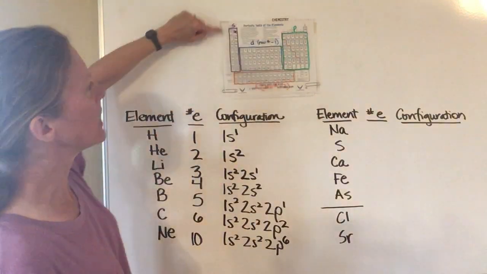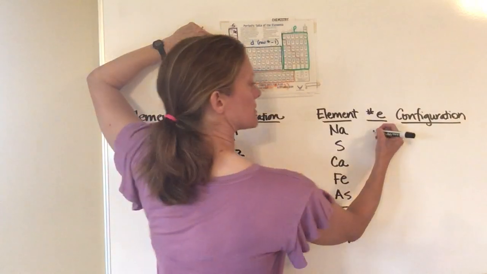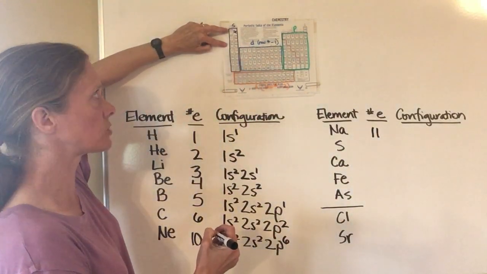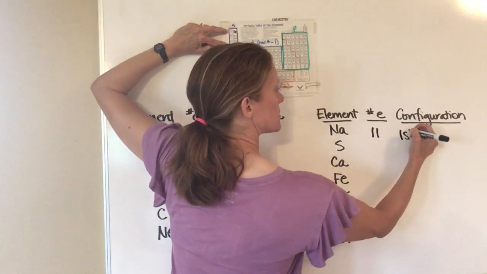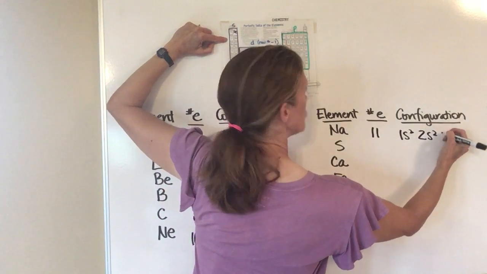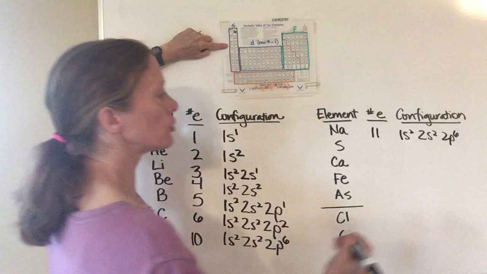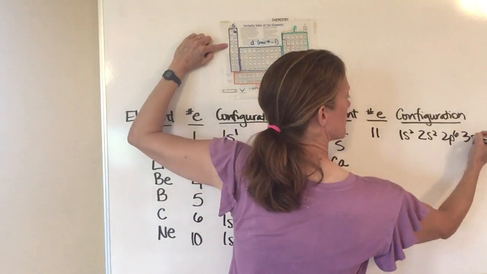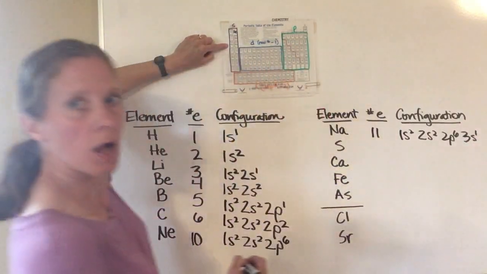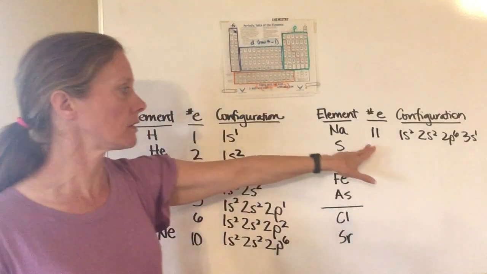Okay. Let's go down to the next row. Now I've got Na, which is sodium. Sodium has 11 electrons. And so if I walk my way through again, you always start at the top. 1s2, second row, 2s2, 2p6. I'm now in the third row. Sodium is in the S block. It's in the first column. So 1s2, 2s2, 2p6, 3s1.